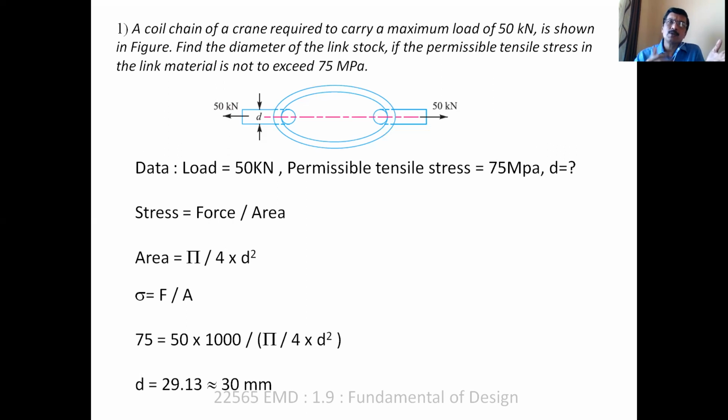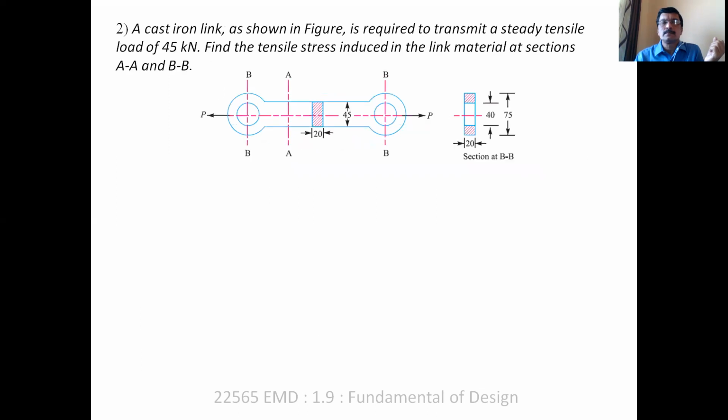Okay, let us go for one more numerical based on this. Now look at this picture. There is a cast iron link shown in the figure. It is required to transmit, again, a tensile load of 45 kilonewton. Find the tensile stress induced in the link at the sections AA and BB.